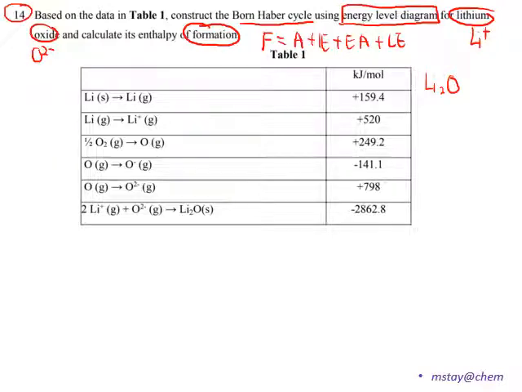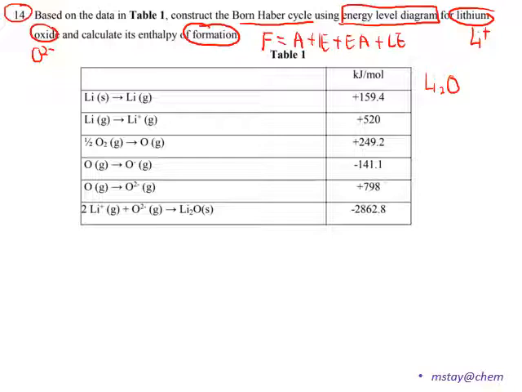Question 13, they give us the type of enthalpy without the thermochemical equation, while for question 14, they give us the thermochemical equation without the type of enthalpy. So again, it is very important to understand the definition of the type of enthalpy. Before we can construct the energy level diagram, it will be better that we first identify the type of enthalpy.